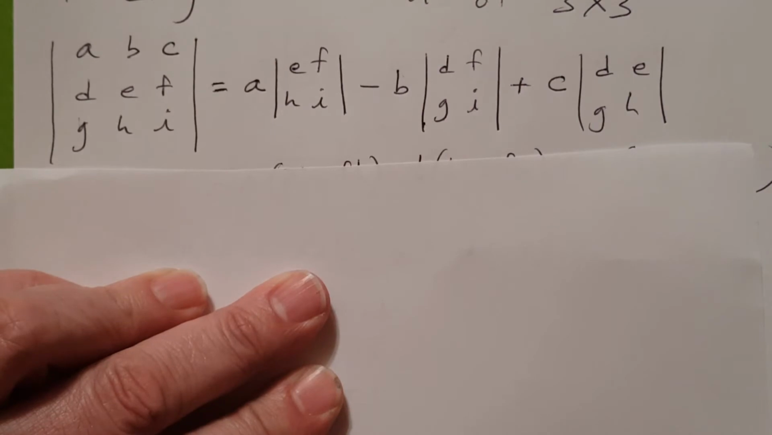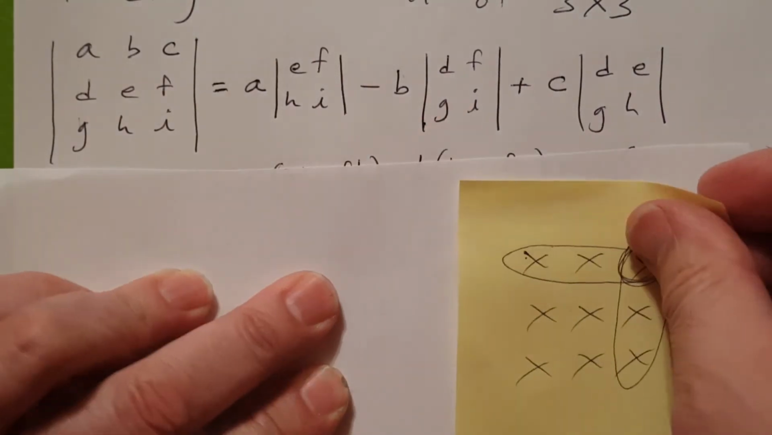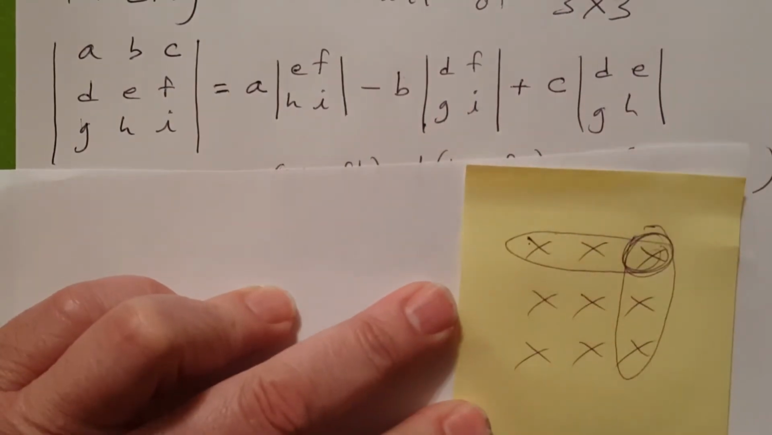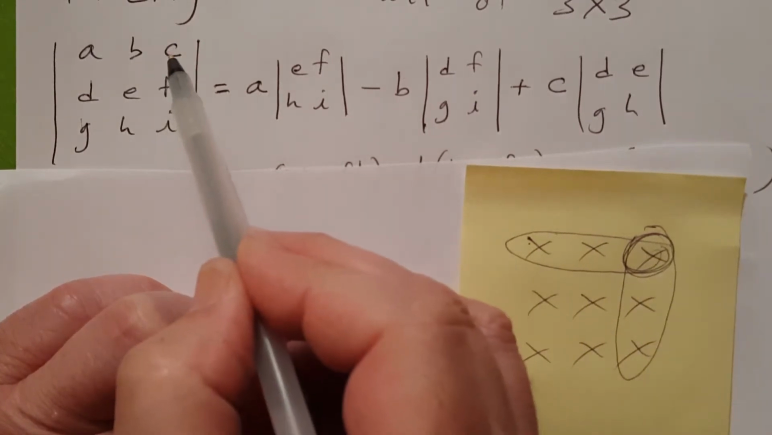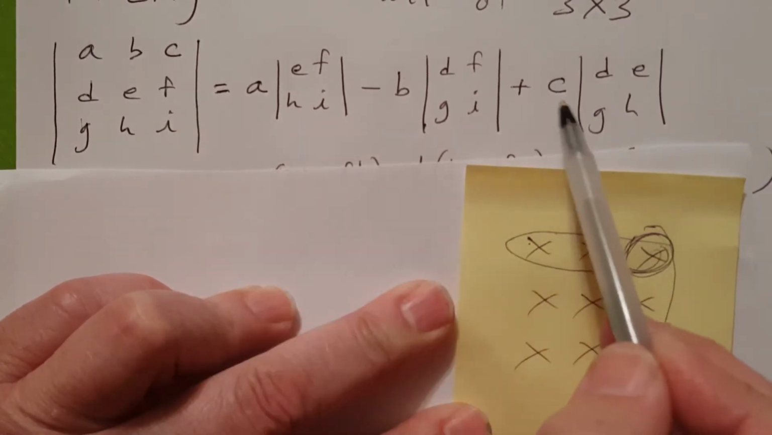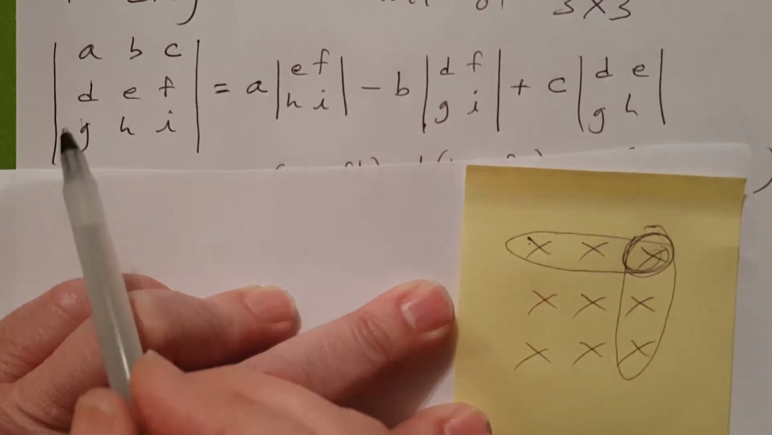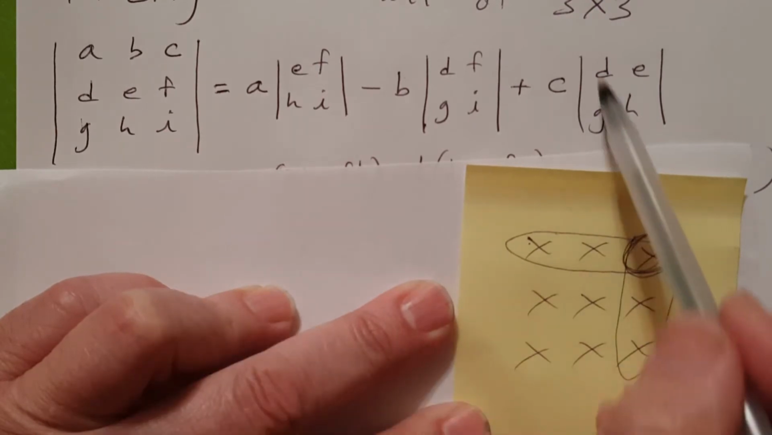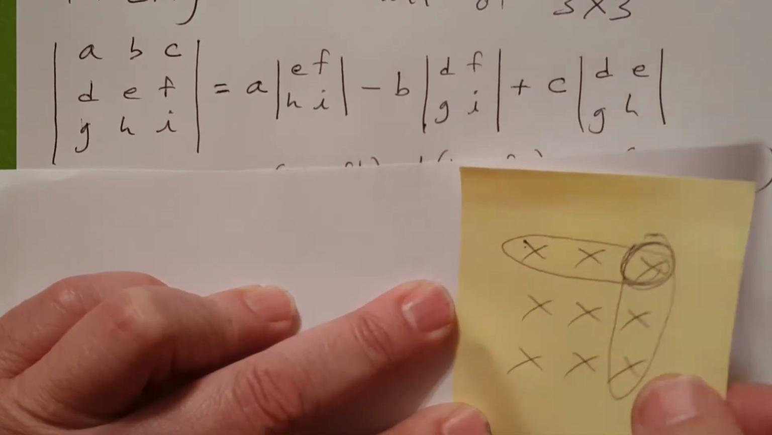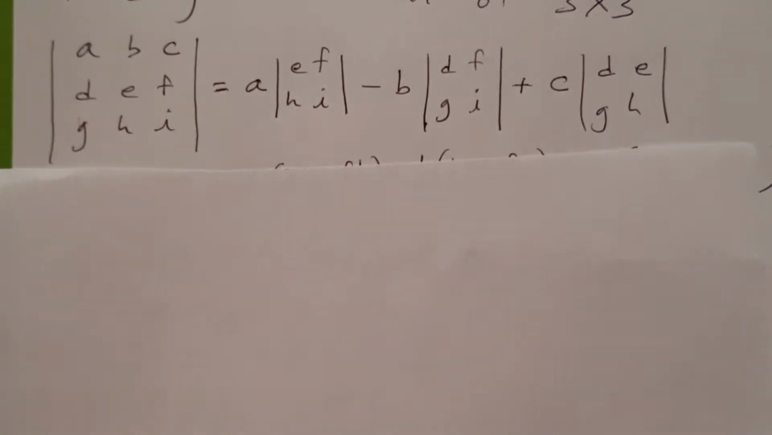And then finally for the third one, it's this situation. So it's C in this position, C, there it is. And then you're left with these four, D, E, G, H. D, E, G, H. Okay? So this is the method of finding the determinant of a 3x3.